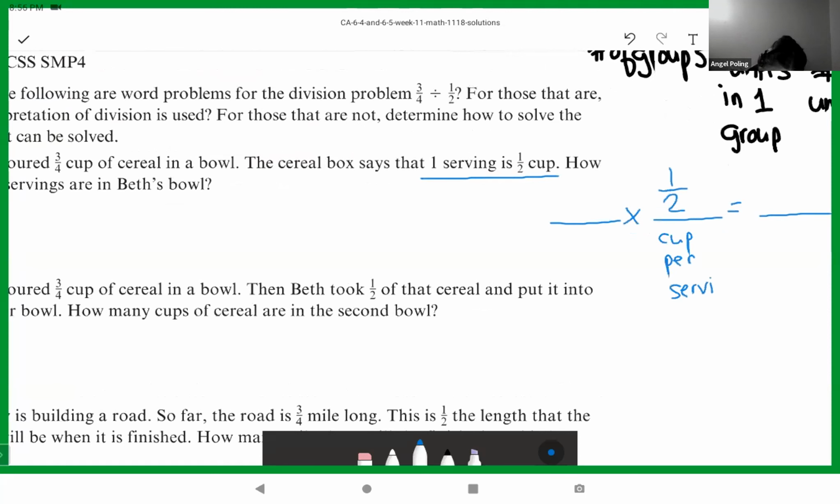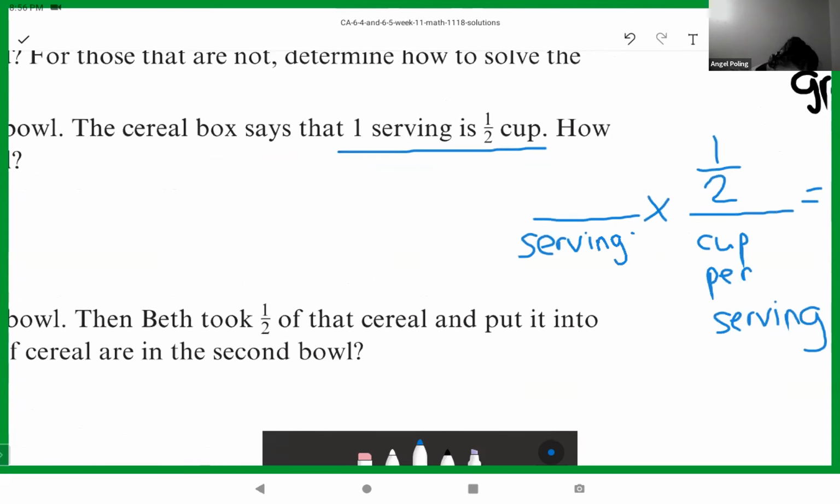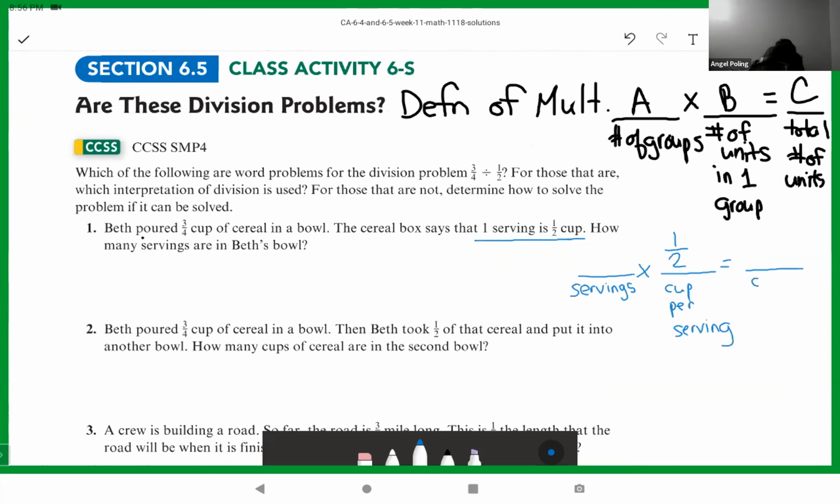That means that we need our amount of servings to be listed here, and our amount of cups to be listed here, because the servings would cancel, you'd have cups equals cups. Okay, so we have that into position. Now we're told that Beth poured 3/4 cups. So 3/4 is the cup information, and we are being asked how many groups.